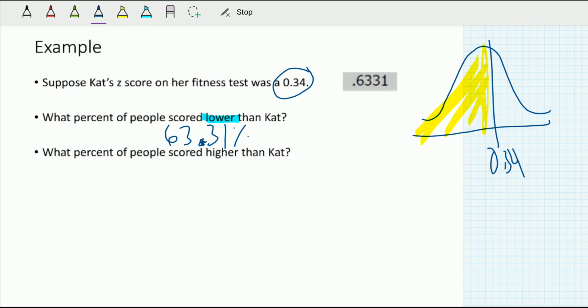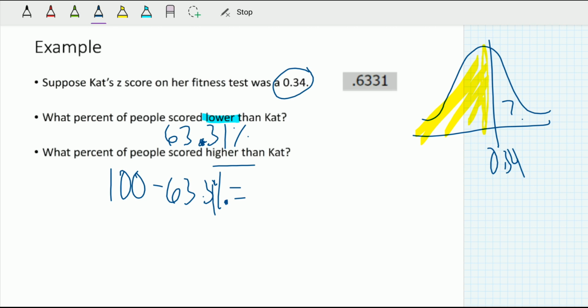And then what percent of people scored higher than Kat? Well, we want to figure out this side for that question. So it'd be 100 minus 63.31. There are some tables that give you the right side of the z-score, and then there's some tables that give you the left side. The table that I provided for you guys will give you the left, and that's the one that you should be using for this class, okay? Oh, it was 63.31%. I forgot the one there.